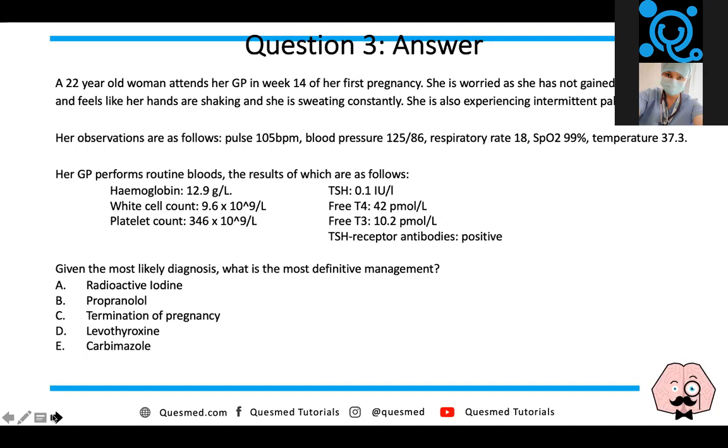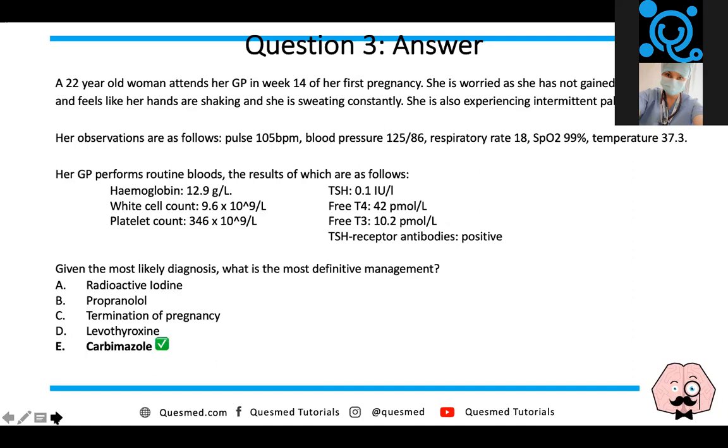Leaving Graves' disease untreated in pregnancy increases the risk of miscarriage, placental abruption, preterm delivery, and a whole host of other problems. Like we said, we can't give radioactive anything. Propranolol, that might help with symptoms, but it's not going to address the underlying diagnosis. There's obviously no reason to recommend termination of pregnancy. Levothyroxine, well, that's for hypothyroidism. So the correct answer here is carbimazole.